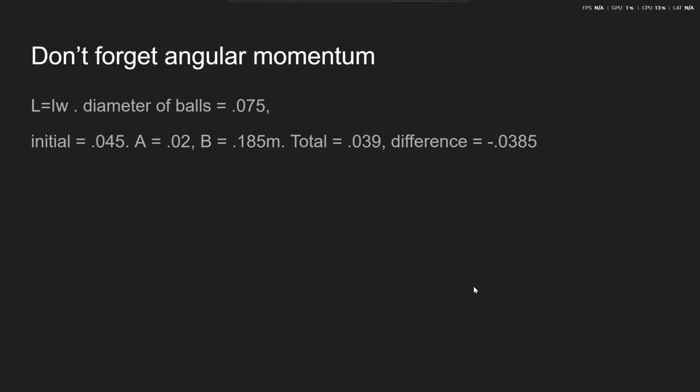For angular momentum, because the balls roll, with a diameter of 0.075, the initial angular momentum of the first ball was 0.045. The second ball, after collision, was 0.02. The first ball was 0.02. The second ball B was 0.15 m. I think there's supposed to be an extra zero right here, but the total angular momentum is 0.039, the difference being minus 0.0385 in angular momentum.